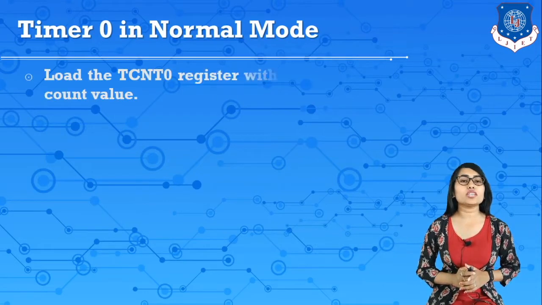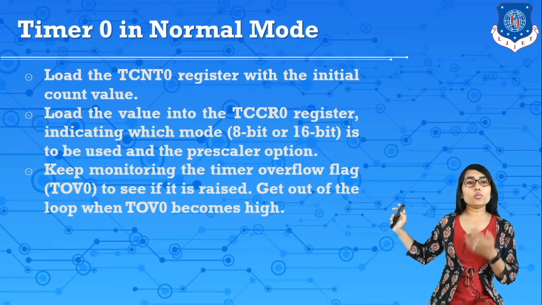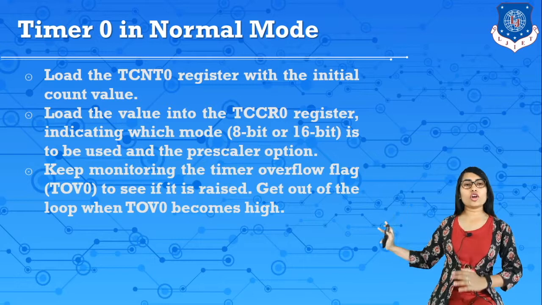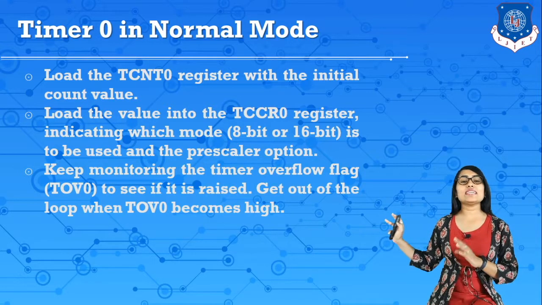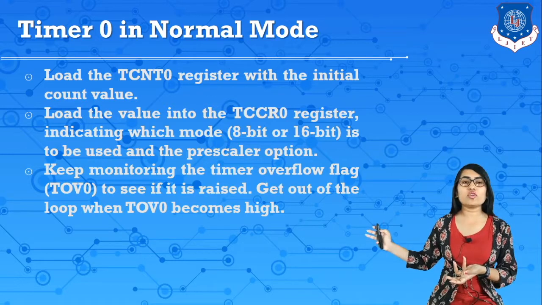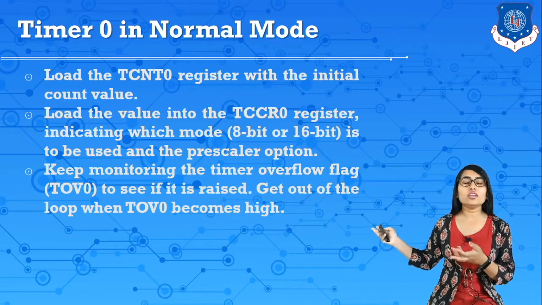Now let's discuss the programming of timer 0 in normal mode. To program timer 0 in normal mode, first load the content of the TCNT0 register with the initial count value, which we can calculate earlier, right?